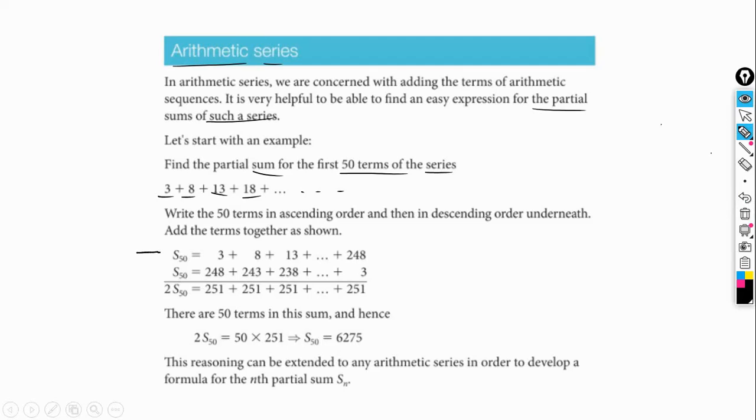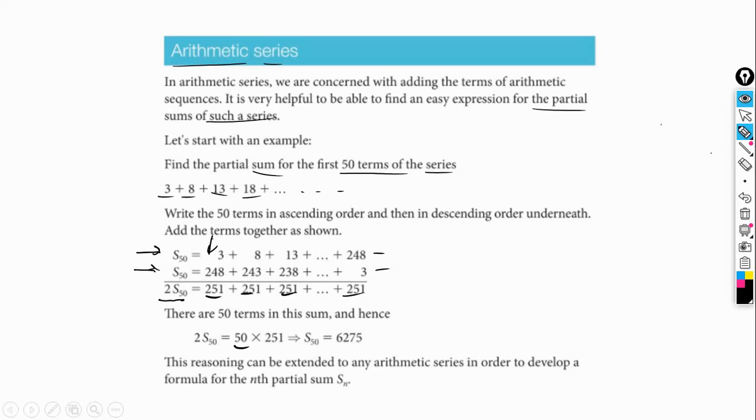Notice, we know that the sum of the 50 terms is going to be 3 plus 8 plus 13 all the way to 248. Now, if we do a second sum, but backwards, so we would start with 248 and then come backwards, plus 243 plus 238 all the way down to 3, and then we add these two rows, notice that we're going to get twice the sum of the 50 terms in the series. And notice that if we add these numbers, they're all going to be 251. So that means that we would have 251 50 times.